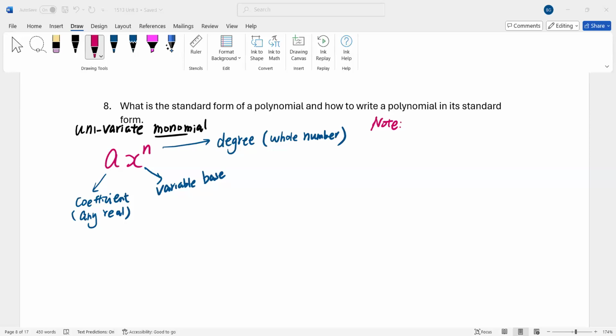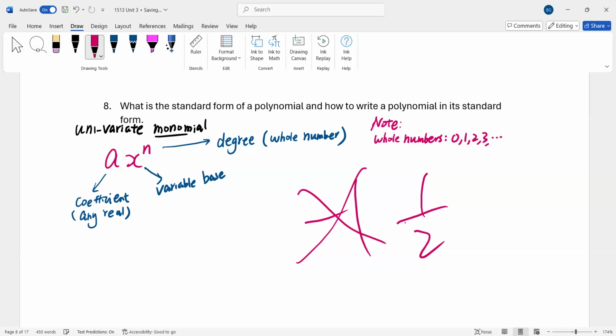Okay, I'll answer my own question, just to make it more efficient. The smallest whole number is 0. Whole numbers include 0, 1, 2, 3, and so on. And 1, 2, 3, 4, 5, 6, those are whole numbers. So as the degree of a monomial, n has to be a whole number. 0 is fine, 1 is fine, 2 is fine, 3 is fine, but it cannot be -1 because -1 is not a whole number. It cannot be 1/2 because 1/2 is not a whole number. It has to be a whole number.